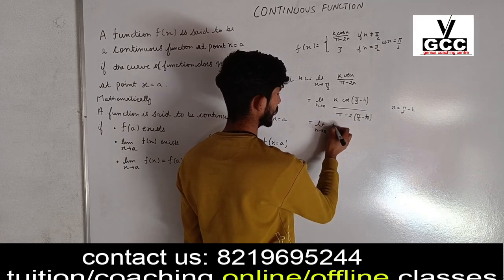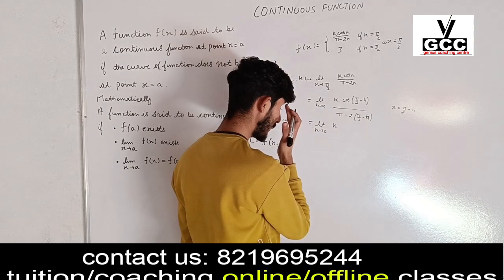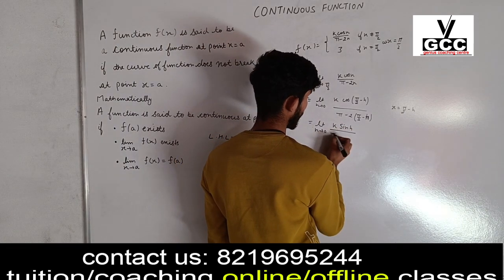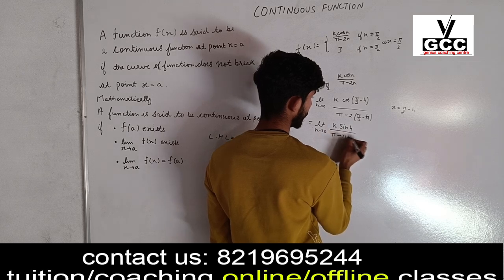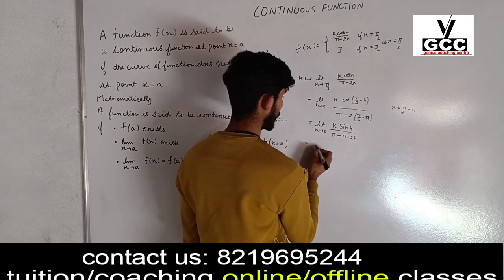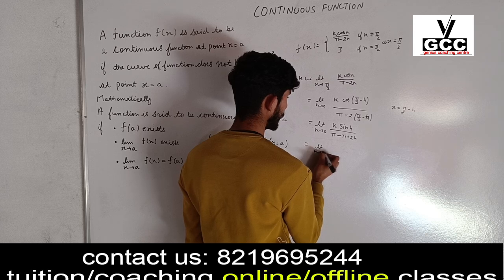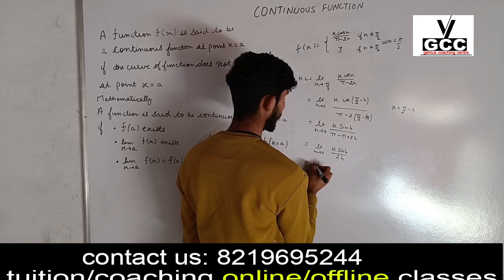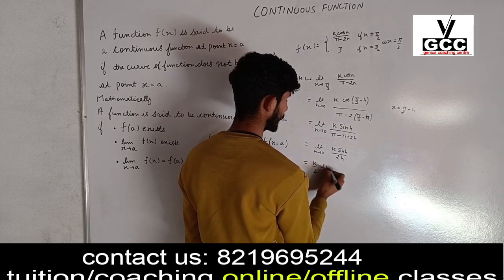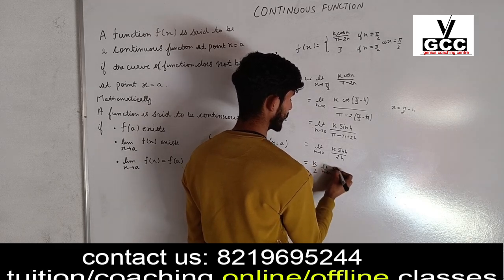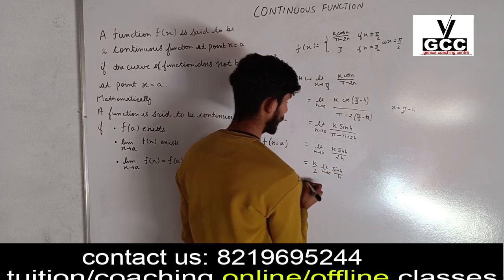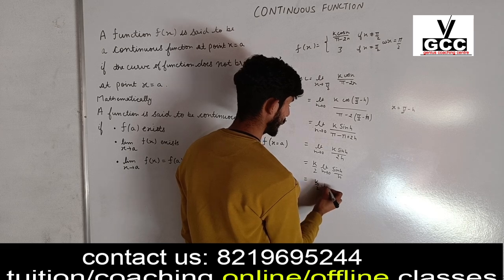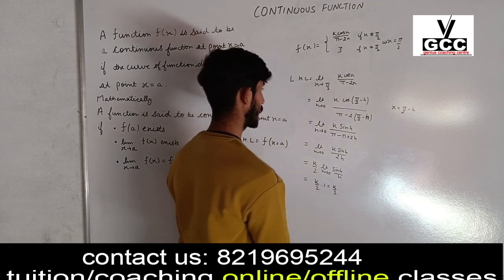Now solve: limit h approaches 0, k cos(pi/2 minus h) is equal to sin h over pi minus pi plus 2h. Now limit h approaches 0, k sin h upon 2h. Now take the constant out of the limit, sin h upon h. We know that limit h approaches 0 of sin h upon h is equal to 1, so k by 2 into 1 is equal to k by 2.